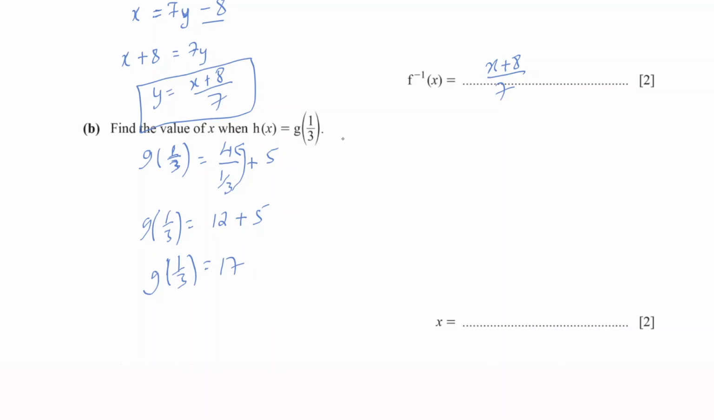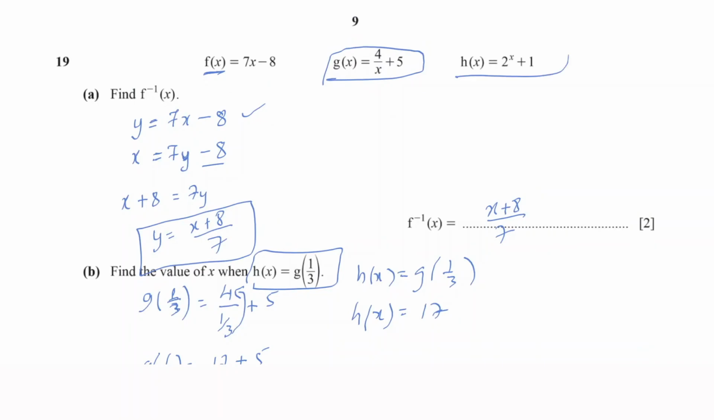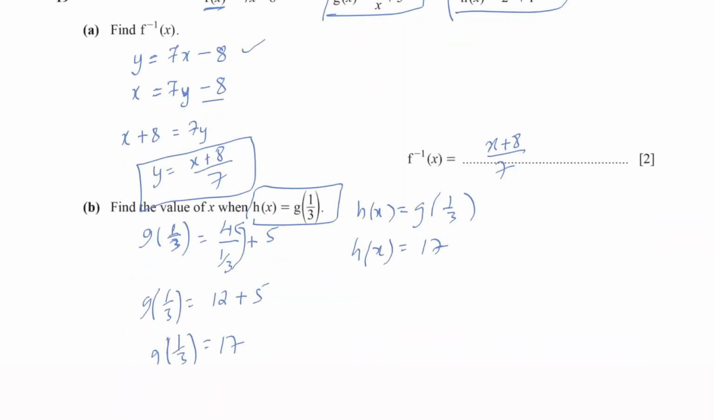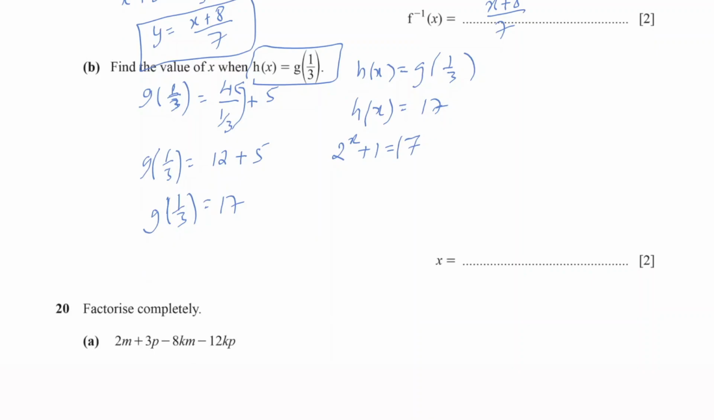Okay, now we can see that it's given that h of x equals g of 1 by 3, and g of 1 by 3 is 17. What is h of x? h of x is this one, right? 2 raised to power x plus 1. So 2 raised to power x plus 1 equals 17. So what is the value of x? We have to find that out.